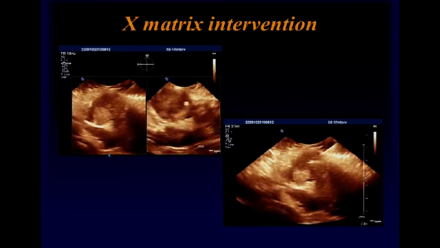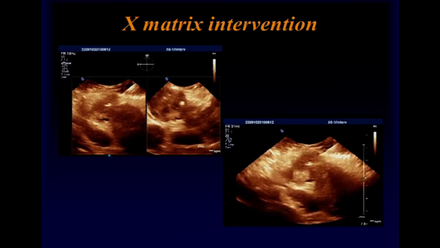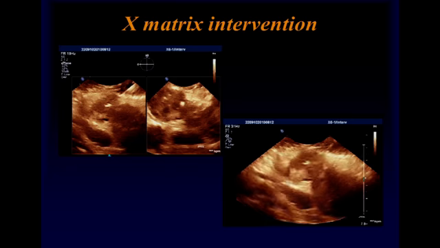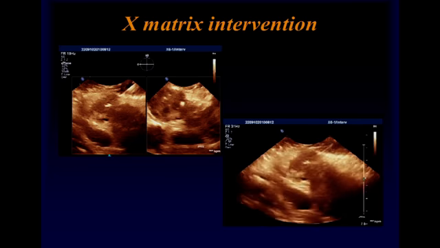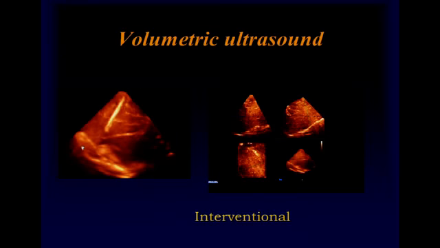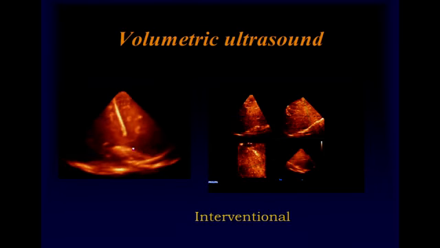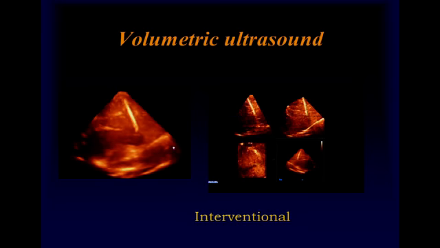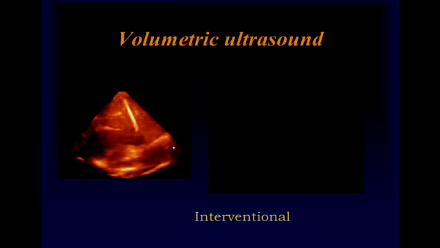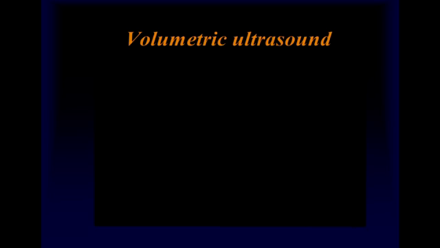We have newer technologies which help us in intervention. For example, we have an X-matrix probe, and with this probe, we can see the needle in two planes so that we are sure that we are within the lesion and not outside the lesion. We also have volumetric ultrasound, and you can now see the needle in multiple planes, so that again the accuracy can be very, very high. These are two examples where we are doing an intervention with a volumetric probe, and you can see the needle much better.